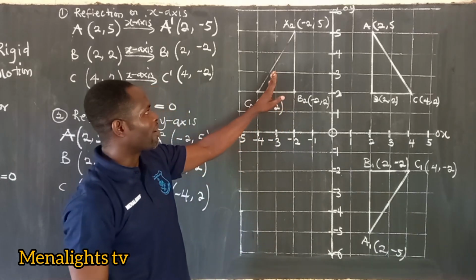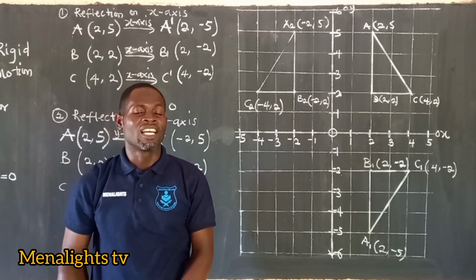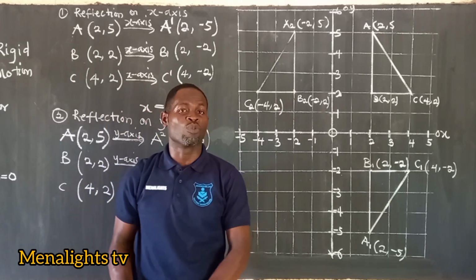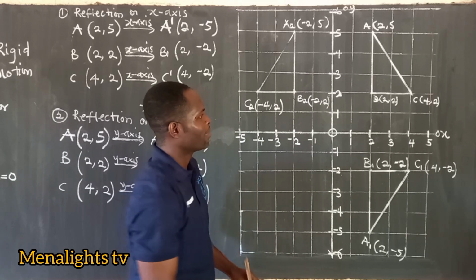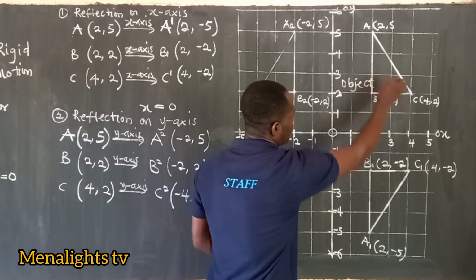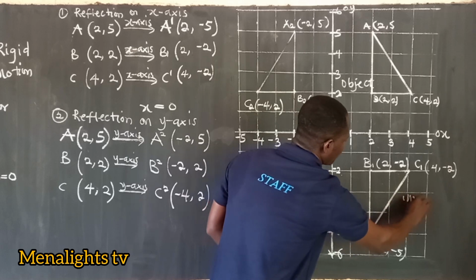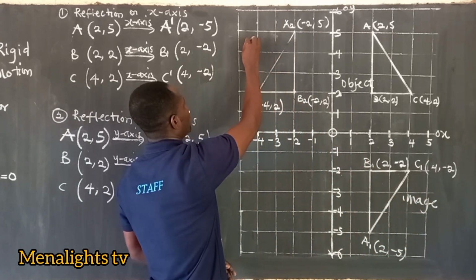So we have our second image here, which is the reflection on the line x is equal to 0, or reflection on the y-axis. So as you can see, we have them here. So this is my object, my first image, and this is my second image as well.